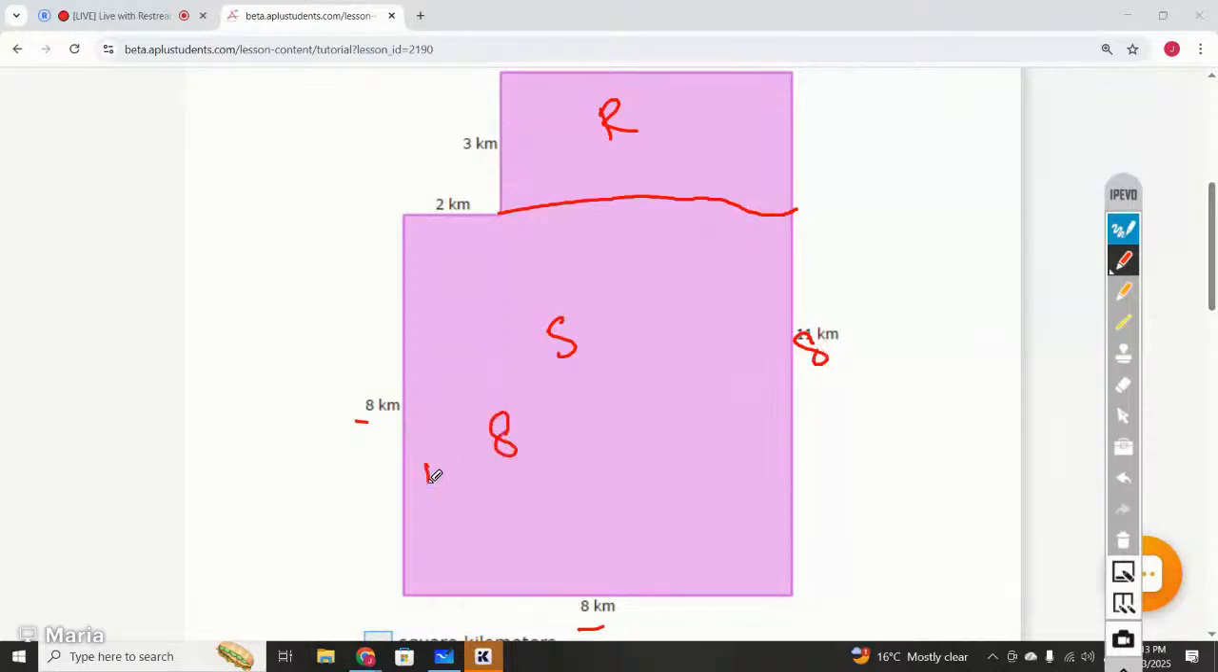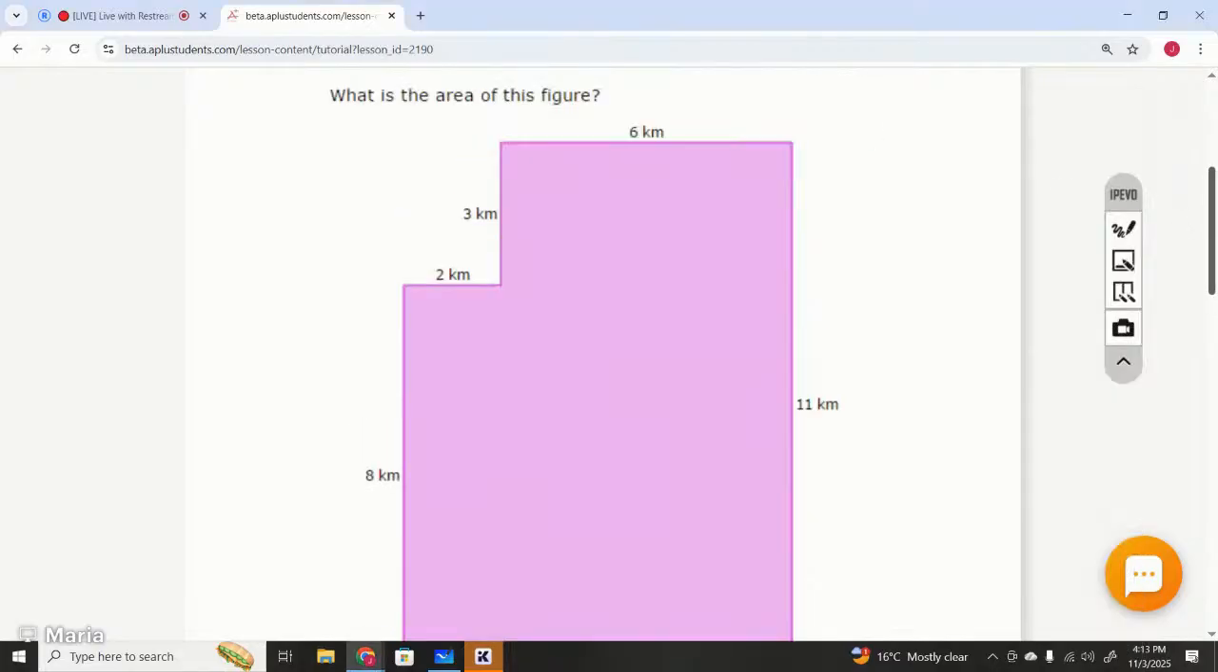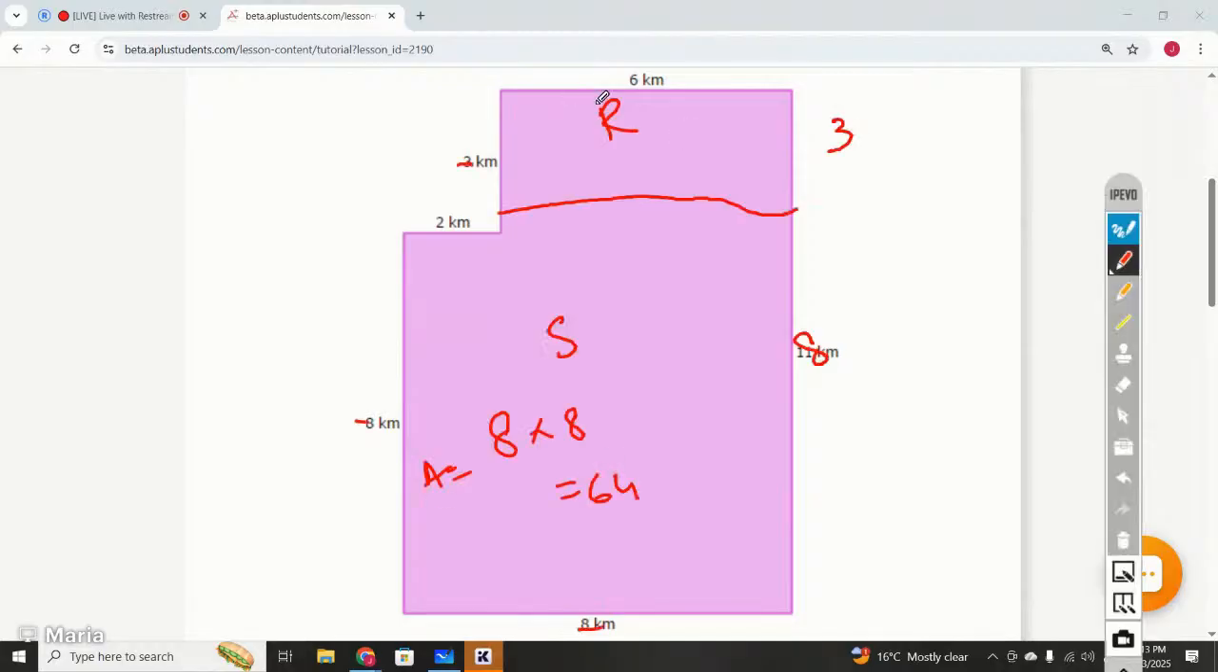So the area of the square is 8 times 8. That is 64. That is the area of the square. Now look at the rectangle. This side length is 3. This side length is also 3. And this is 6. So the area of the rectangle is length times width, that is 3 times 6 equals 18. You need to add the areas of both the figures, that is 18 plus 64, which is 82.